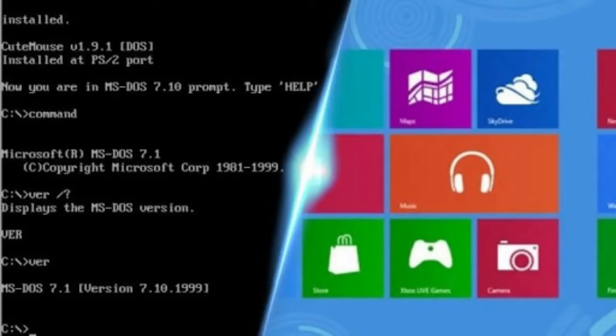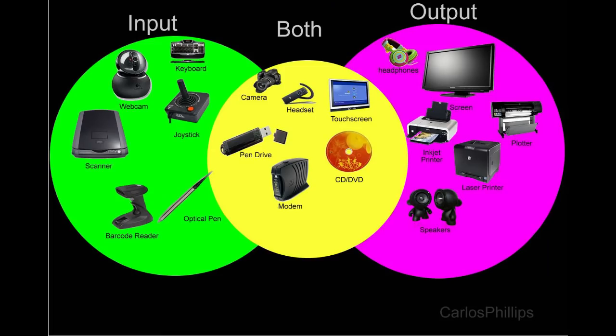Also, we talked about input devices, output devices, and processing. What is the difference between input device and output devices? Give me an example of an input device. Keyboard, when you type. Exactly.